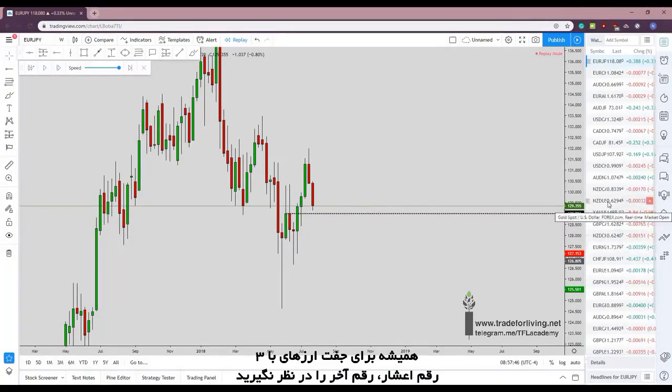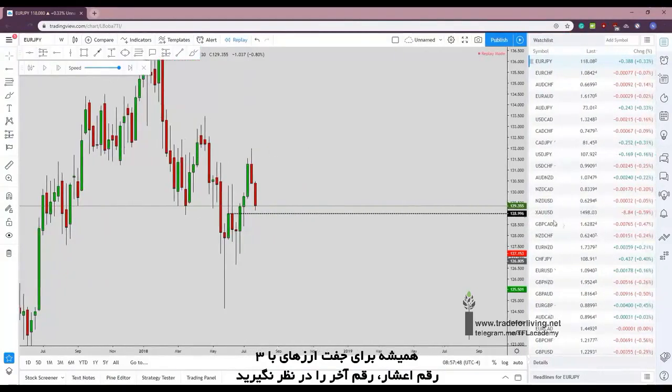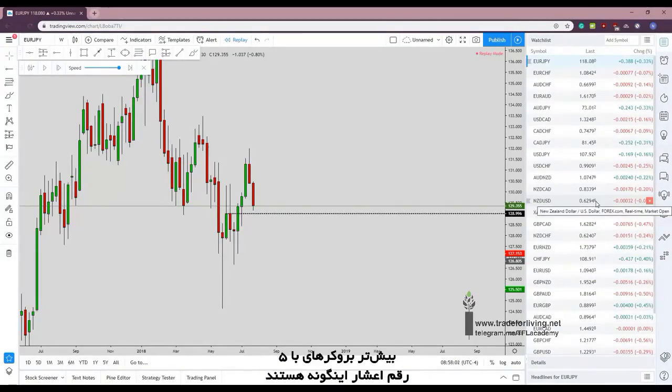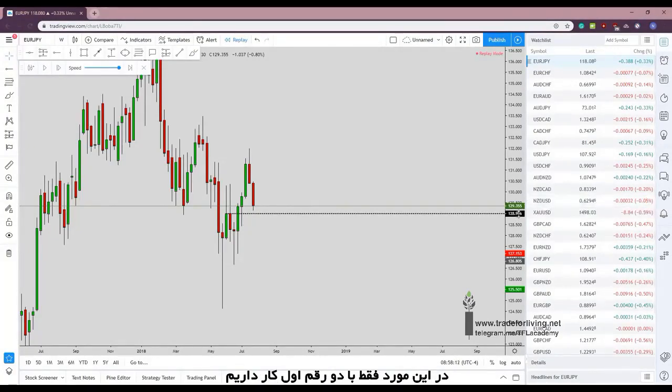even with pairs that have longer prices, like for example 0.6294. The 6 at the end I will ignore, because that is not a pip, that is a pipette, basically the unit smaller than the pip, and basically all 5-digit brokers will give you this, but it's not relevant. We only need the first 2 digits in this case, and if you have a price in this form, you need the last 2 numbers, not the last 6.